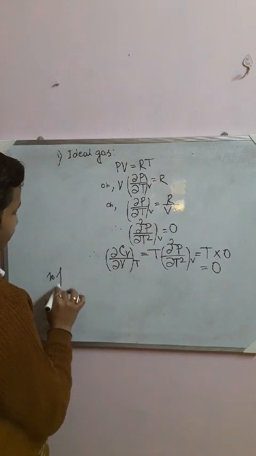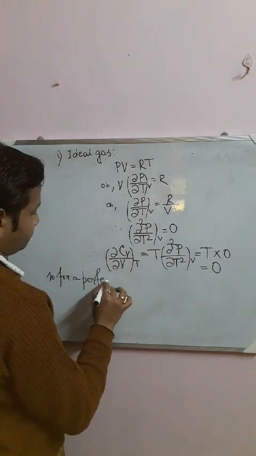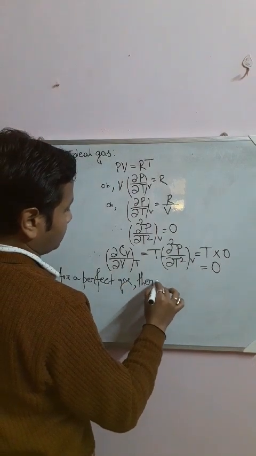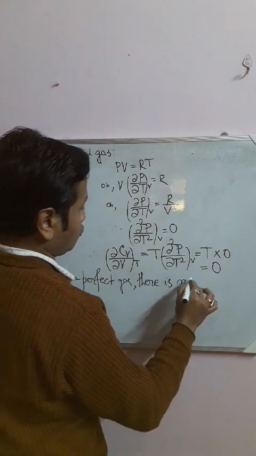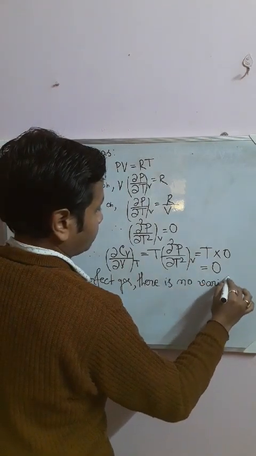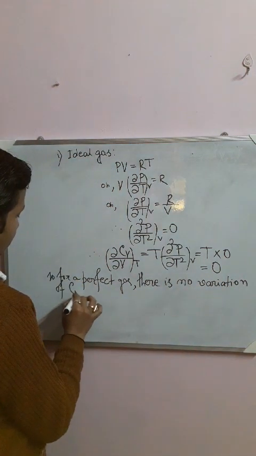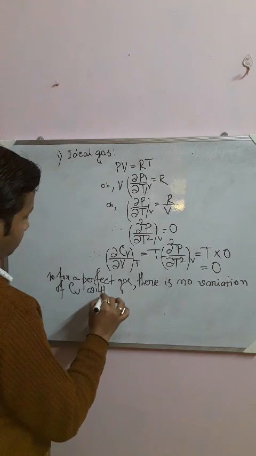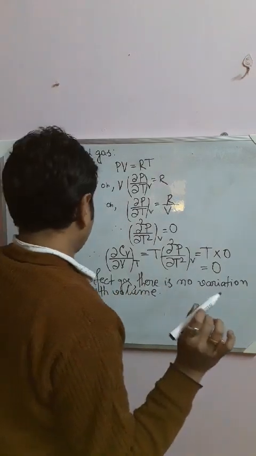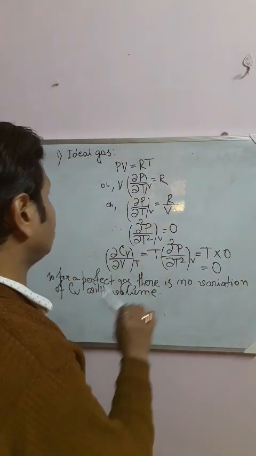So for a perfect gas there is no variation of CV with volume.